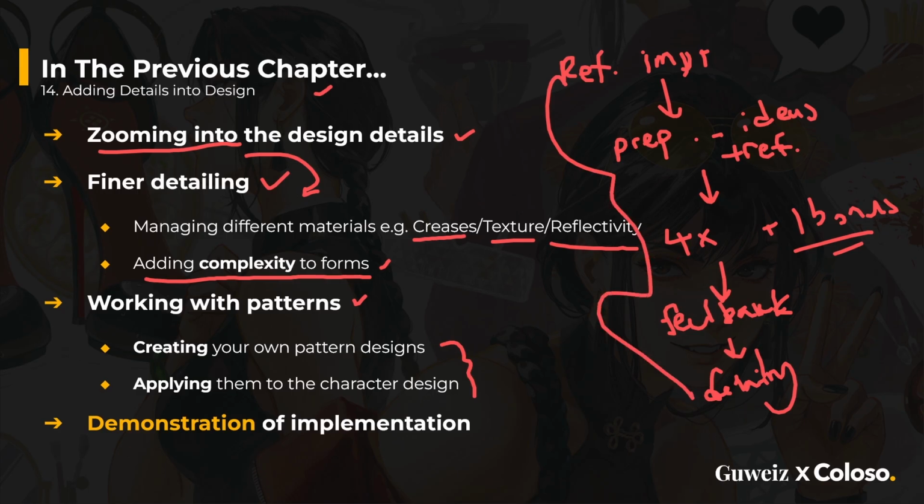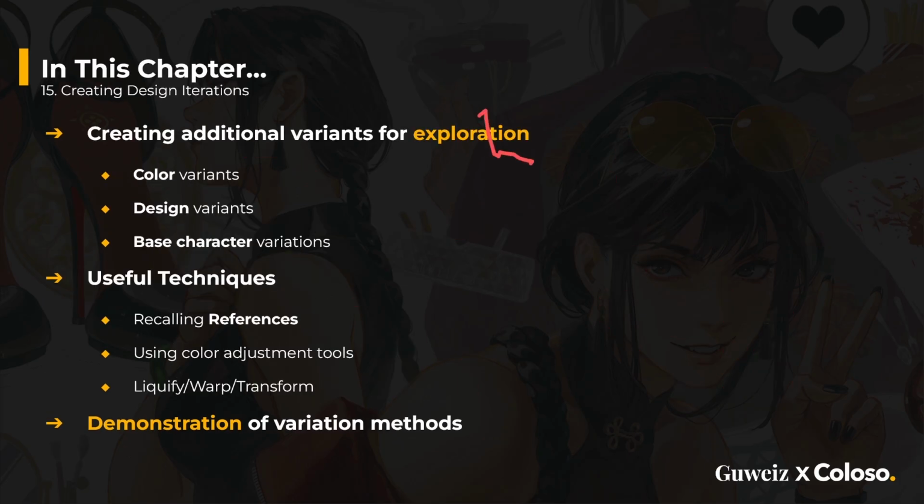So you might be thinking, right, what are we doing for this chapter? So for this chapter, what we're going to do is to iterate on a design. Now that we have learned how to create a design that is good, and how to add details to a design, let us talk about how to create additional variants for exploration.